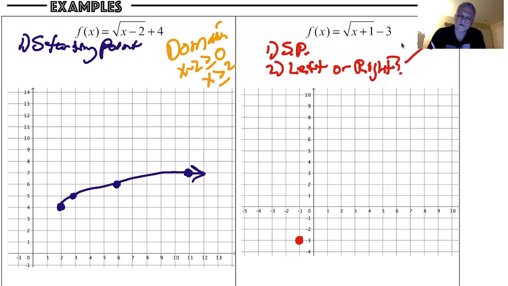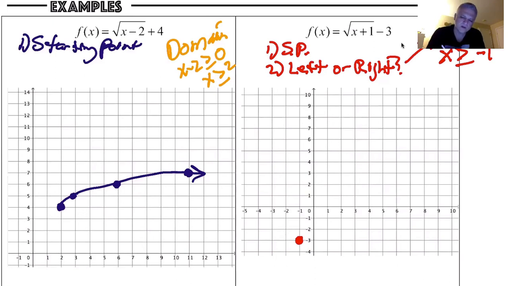X plus 1 has got to be greater than or equal to 0. So that means x is greater than or equal to -1, because I subtracted 1 from both sides. Greater than or equal to means we're going to the right. That's all there is to it. Greater than or equal to -1. So we started at x is -1, which is right there. We're going to go to the right.